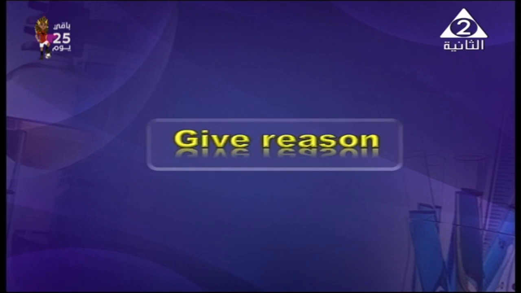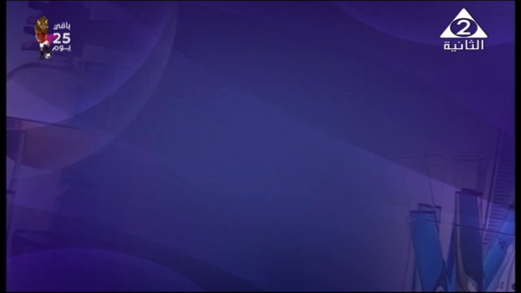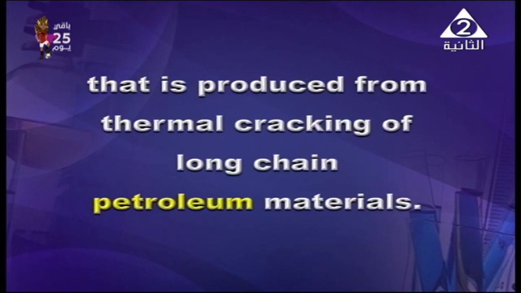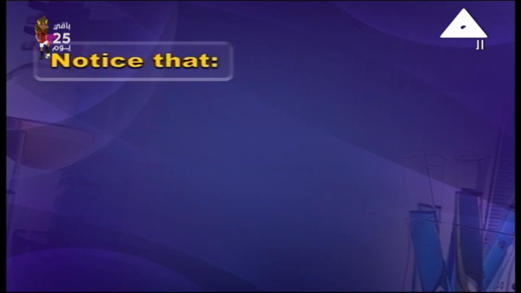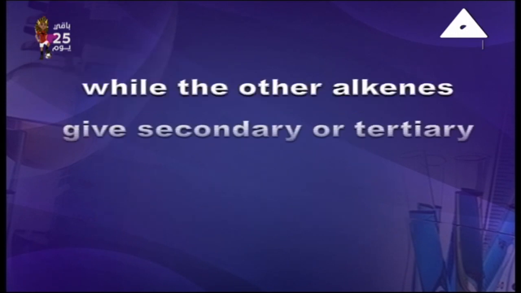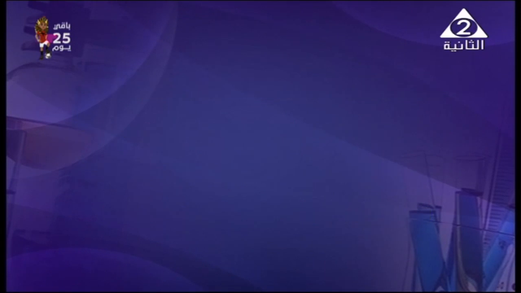So we have good reason at this point: ethanol is considered a petrochemical compound produced from petroleum because it is obtained from catalytic hydration of ethene that is produced from thermal cracking of long-chain petroleum materials. My dear students, notice that ethene is the only alkene which gives the primary alcohol by catalytic hydration, while the other alkenes give secondary or tertiary alcohol according to Markovnikov's rule.